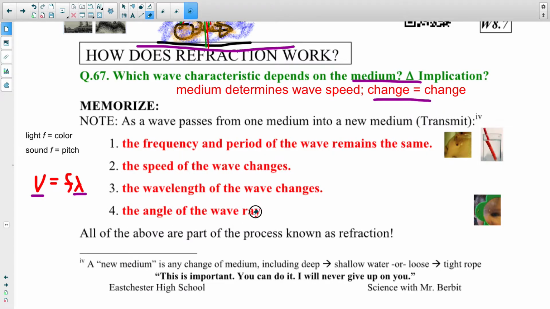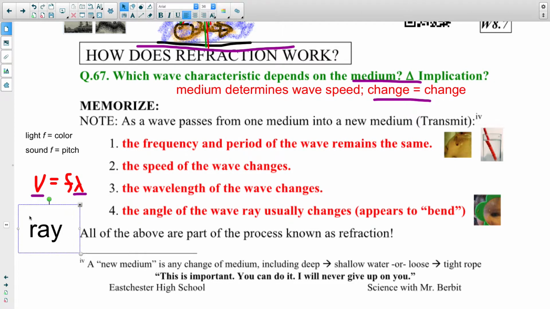Finally, the angle of the wave ray usually changes or appears to bend. The only exception there was when it was at 90 degrees to the surface, which is also known as 0 degrees from the normal. Let's type that in over there. That's an important one. The angle of the wave ray usually changes, except if the ray is along the normal line, which means the angle equals 0 degrees.